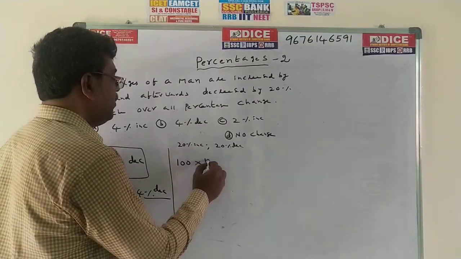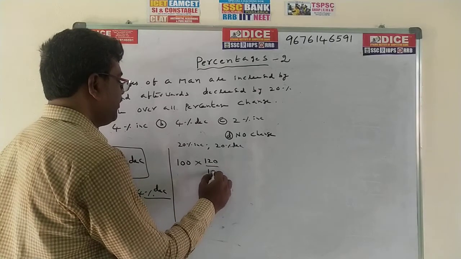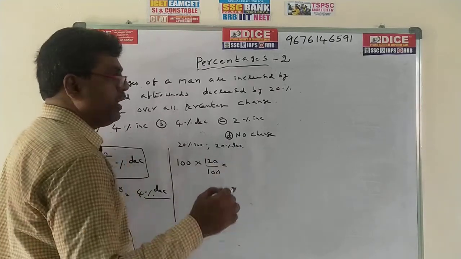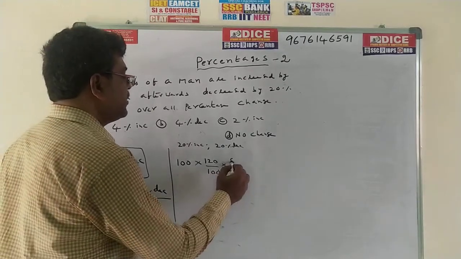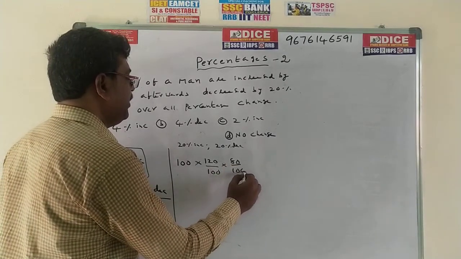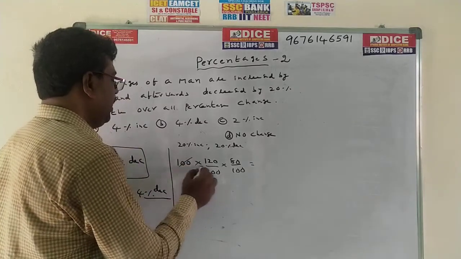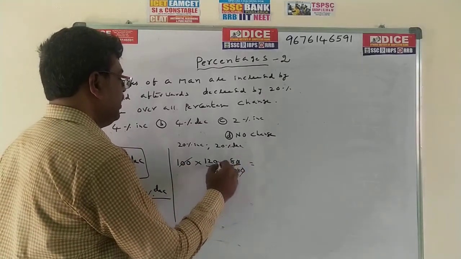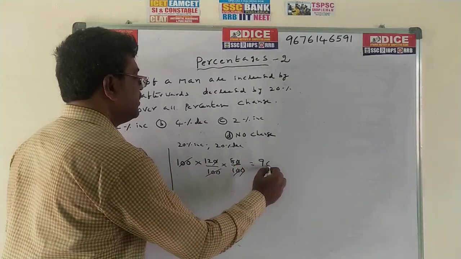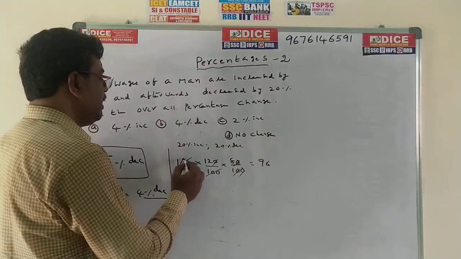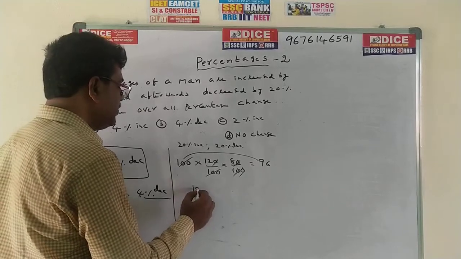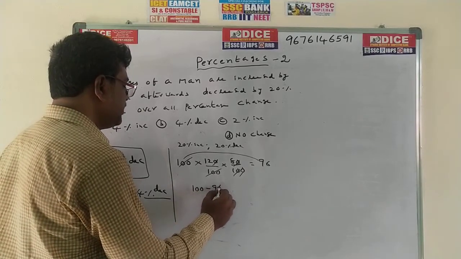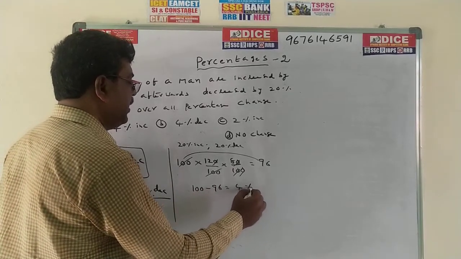Write down 120% as 120 by 100, into 20% decrease, which means subtract from 100: 100 minus 20, 80%, which is 80 by 100. The zeros cancel, 12 into 8 is 96. So the initial value 100 becomes 96, which means it is decreased. How much decreased? 100 minus 96, 4% decrease is the answer.